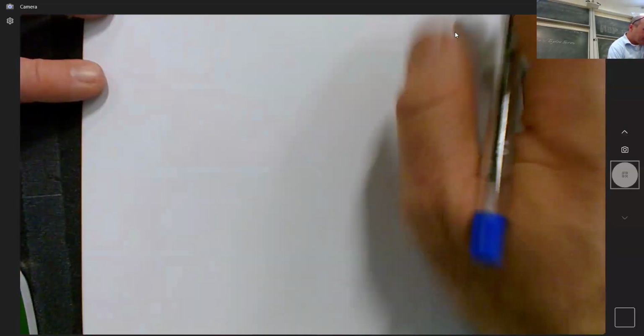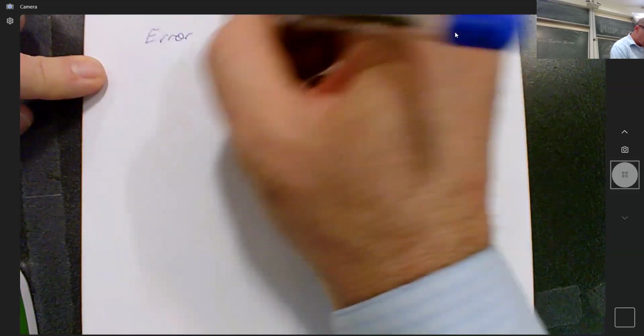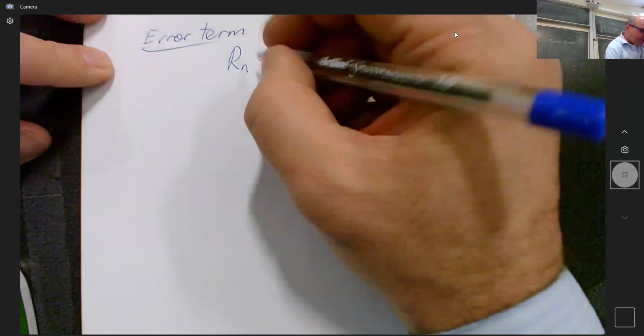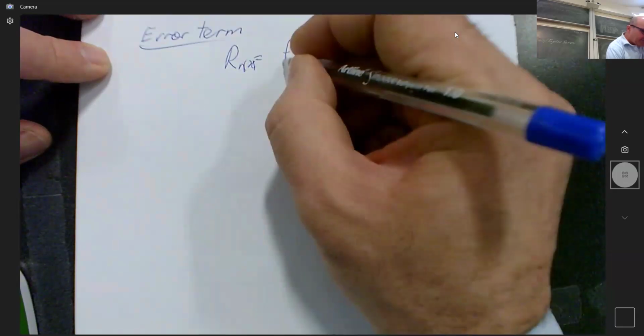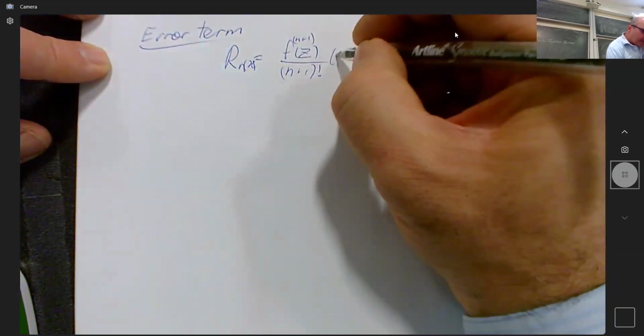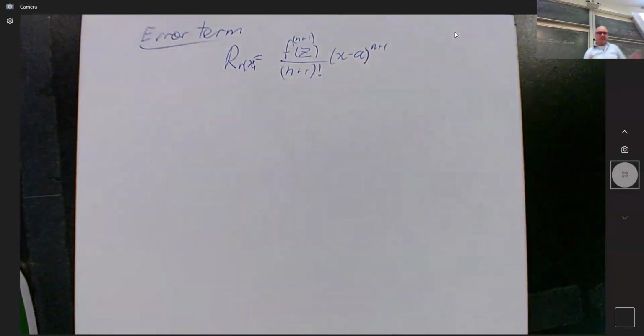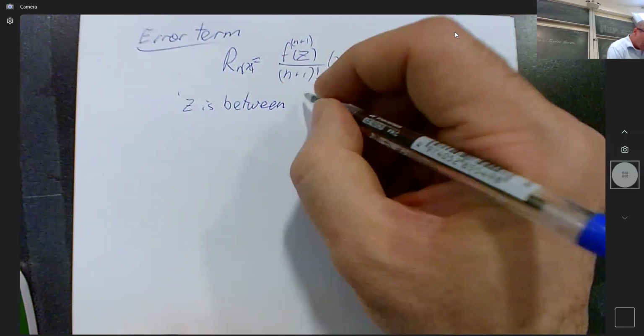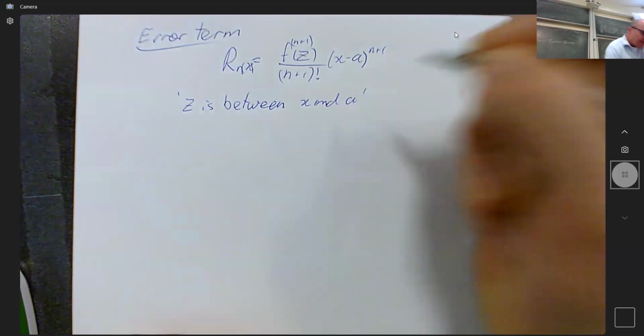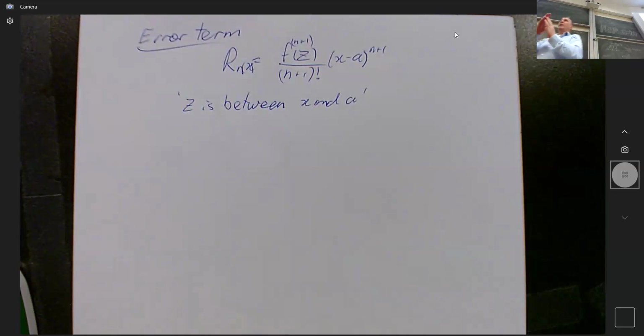That accuracy comes from my error term. If you do anything with numerical techniques, the first thing you talk about is the error term. Taylor showed the remainder term as a function of x is the n plus 1 derivative evaluated at some z, over n plus 1 factorial, times x minus a to the n plus 1, where z is between x and a. We don't necessarily know whether x is greater than a or less than a. We just know z lies between x and a.